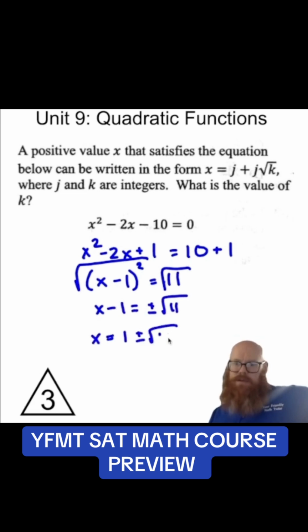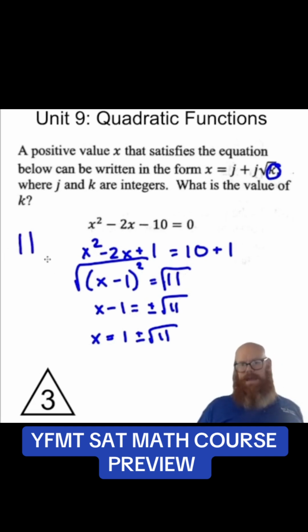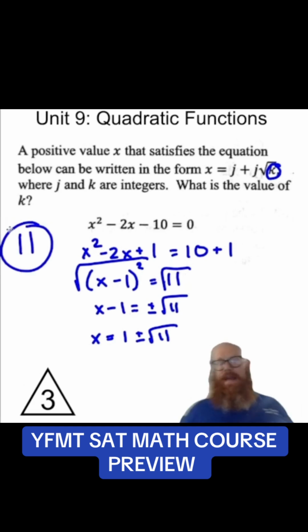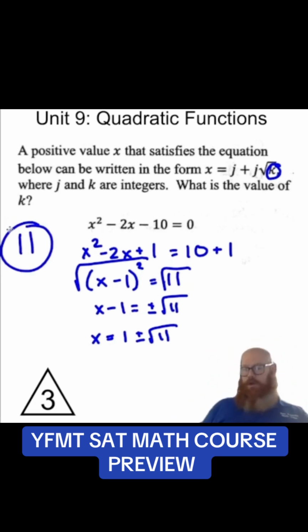But all they wanted to know was what value was under the radical. So right here, once I took the square root of 11, I know that the answer to the problem is 11. Now, if that was a radical that could be simplified, then I would have to do that. But we didn't, because 11 is prime, so you're not going to be able to simplify the square root of 11. All right? So the answer to the problem is just 11.